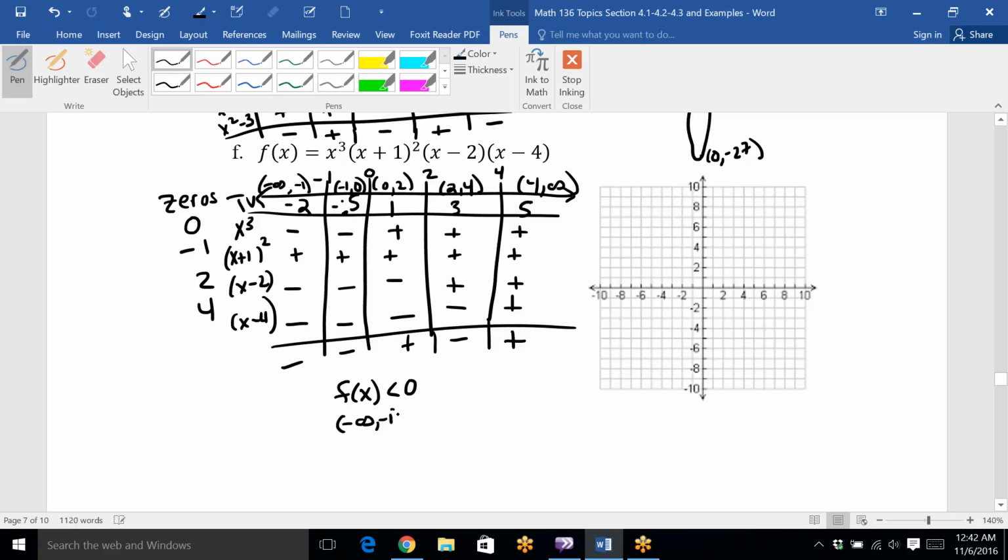So f of x is less than 0 for these 3 intervals where you have a negative. So negative infinity to negative 1, union with negative 1 to 0, union with 2 to 4. F of x is greater than 0 from 0 to 2, union with 4 to infinity. Now we just need to graph these. So negative 1 and 0, which is right here, and 2 and 4.